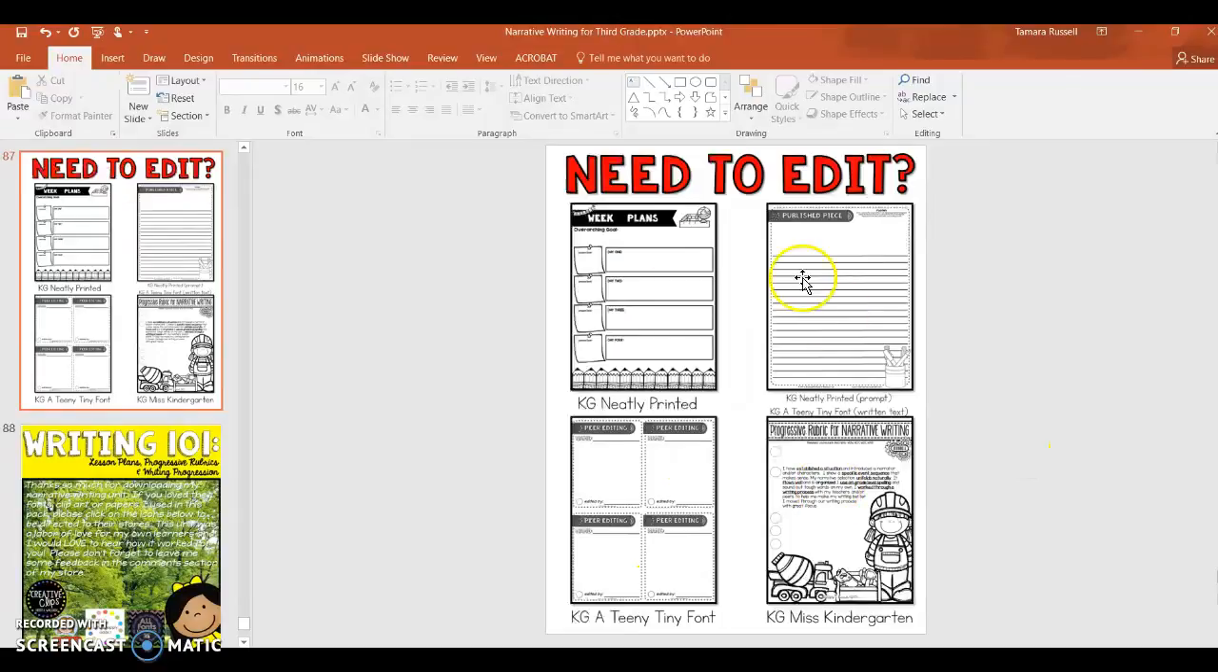And if you wanted to edit any of the pack, I use KG fonts for all of my units. And so for the lesson plan template page, you would be using KG Neatly Printed. For the published piece page, what I did on my examples was KG Neatly Printed for the prompt that goes up here. And then for the typing part of it, it was a teeny tiny font, KG A Teeny Tiny Font. And again, here with the peer editing, that would be KG A Teeny Tiny Font for the words in here. And then over here, this would be KG Miss Kindergarten.